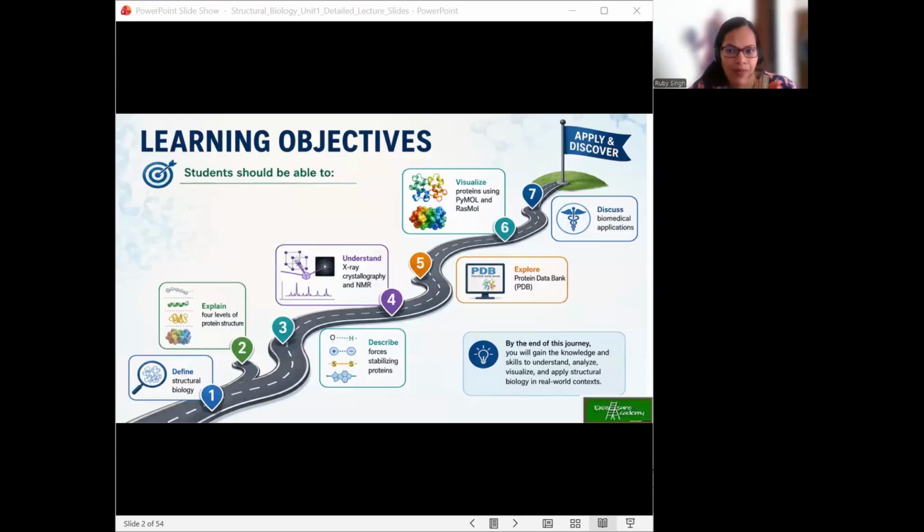What is Bragg's law? Ultimately, all these concepts and the data we get from the XRD are going to give you the electron density, which eventually gives you the structure of a protein. So slowly we'll complete all those topics. Now coming to the fifth objective, that is about the Protein Data Bank.